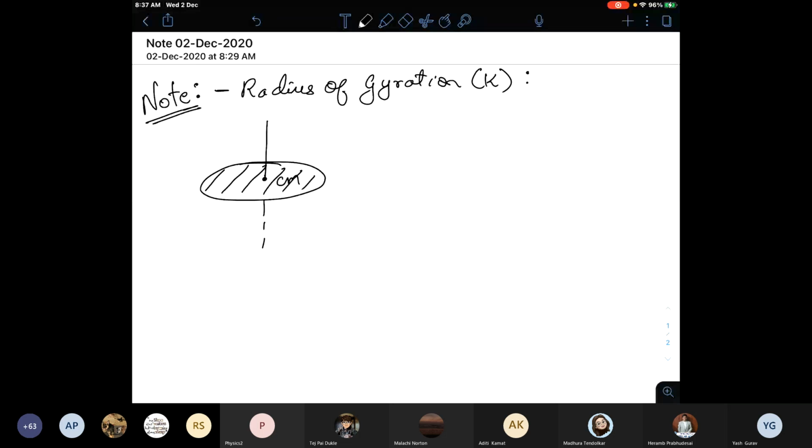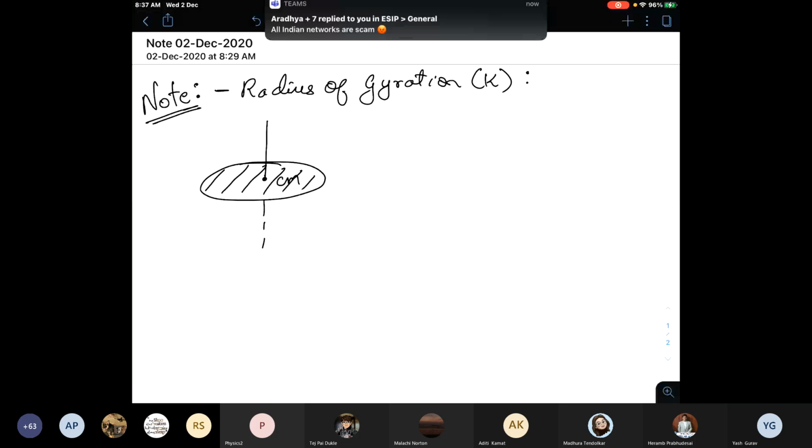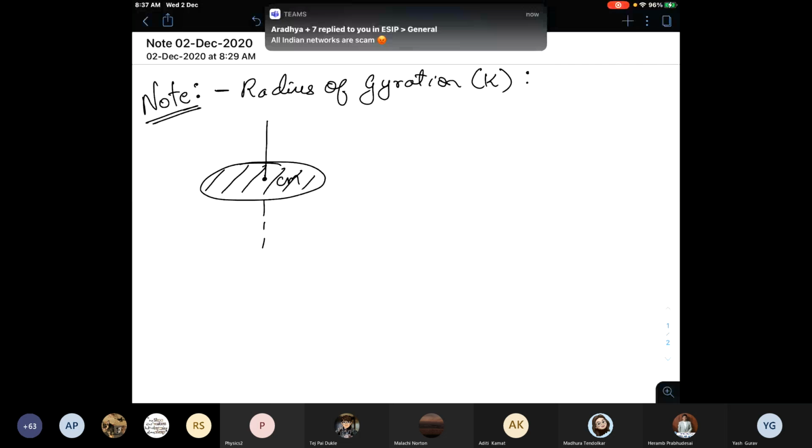So let's come back to radius of gyration. What I wanted to say is what radius of gyration is. It is something similar to center of mass. What do we do in center of mass?